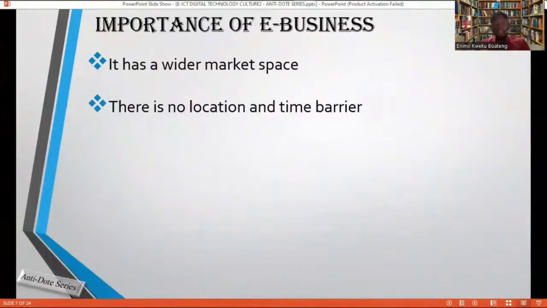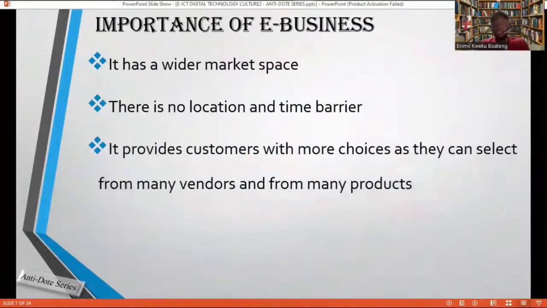So all these things become barriers. And then time: you need something so badly, but it's 6 p.m. and the thing is in Accra, you can't go and get it. So all these things become barriers. We don't want that. That is the reason why we have to move online, because with e-business, there's no location. You're doing it at the comfort of your home. You're not moving to any place, and it is there 24/7.